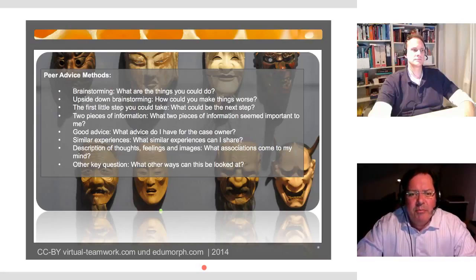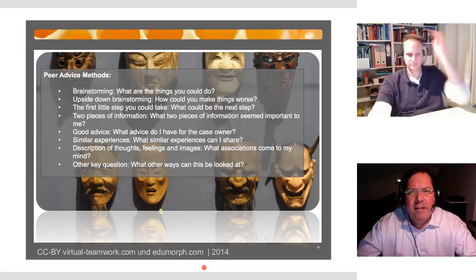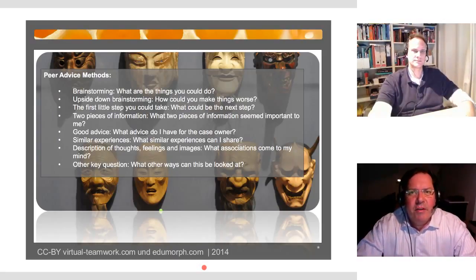Sometimes case presenters present their case and they concentrate on what they think is the central question, yet the peers see a completely different question. And then this method is very useful, and they bring up what other key question, where a blind spot might be in the case from the case presenter's perspective. So those are a variety of different methods.